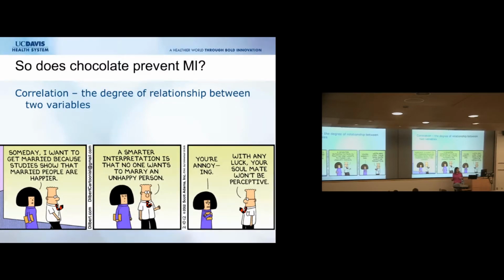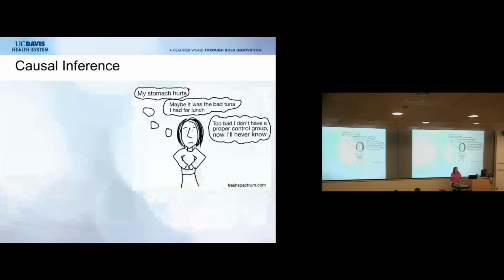A correlation meaning there is some relationship between two variables, and a correlation defines the degree of that relationship. Whereas causation is the relationship between a cause and an effect. So how do we define a causative inference? A causal inference? Anyone? Okay, so causation is much more difficult to establish than correlation.